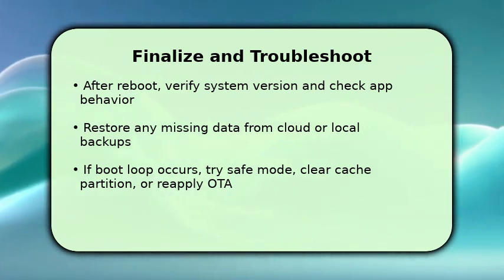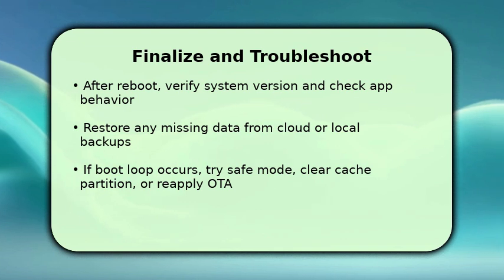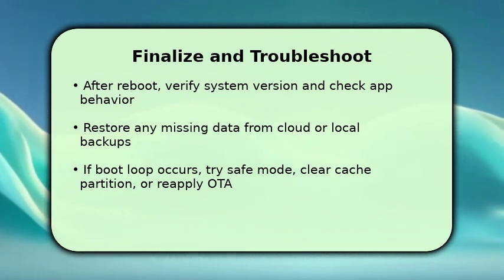If something goes wrong, like a boot loop, try booting into safe mode first and clear the cache partition to fix corrupted caches. If that fails, reapply the official OTA via recovery or contact the manufacturer. These steps usually avoid data loss.